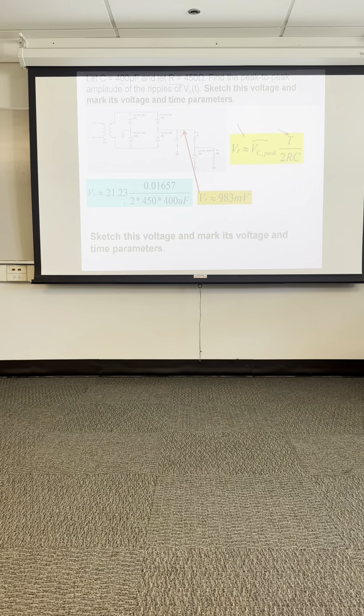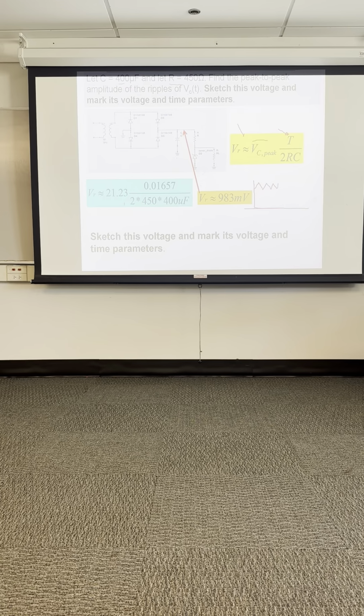And where it says sketch this and mark its voltage and time parameters, it's a crude sketch. That means draw a crude XY plot, and there are thousands of ways to draw it. Just draw something that looks like a positive DC.